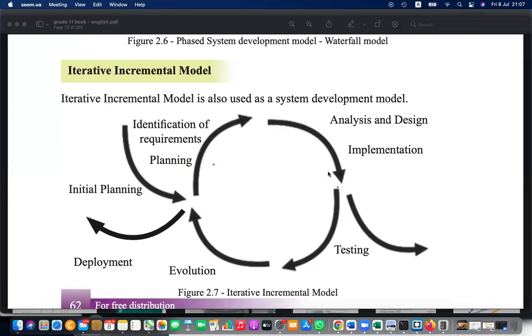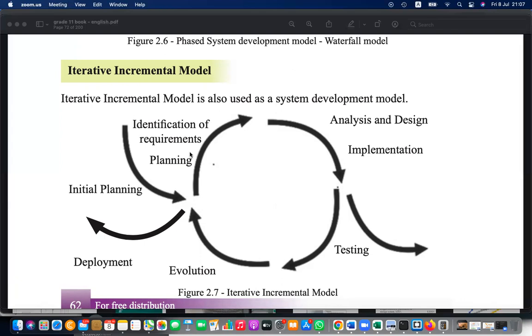This is good for small systems and relatively mid-range systems, where you can deliver things pace by pace, step by step, incrementally, iteratively, repeatedly. You can add the components iteratively and incrementally.